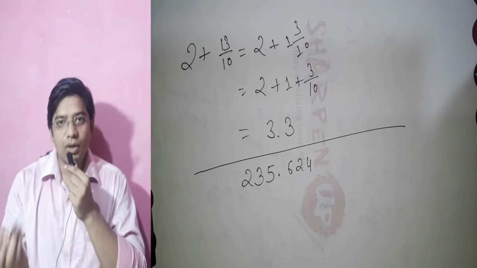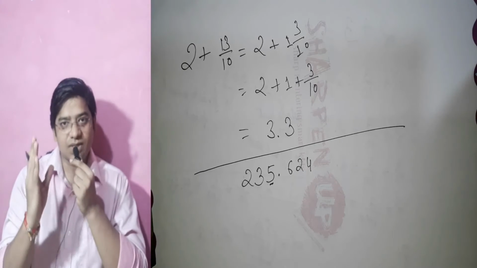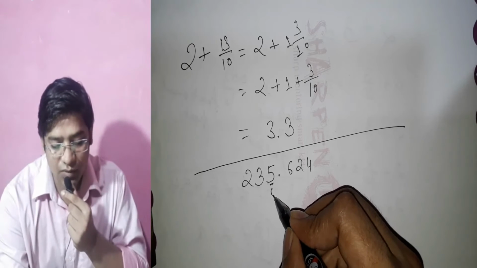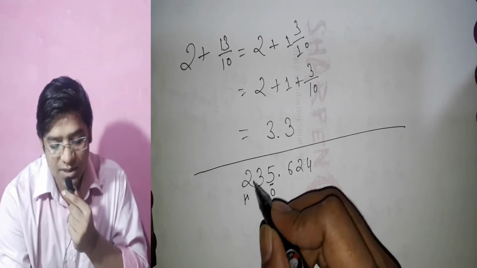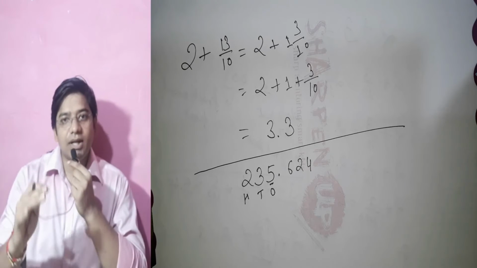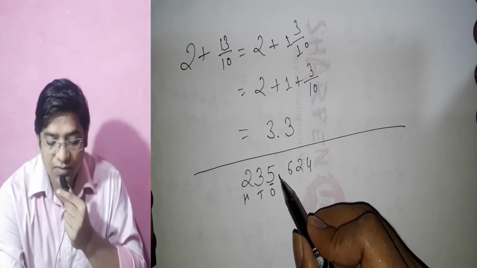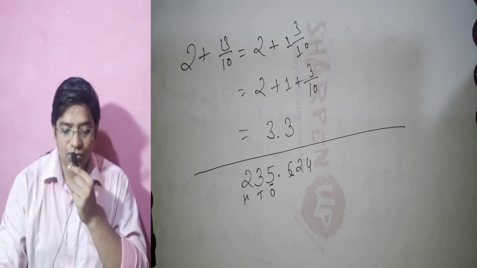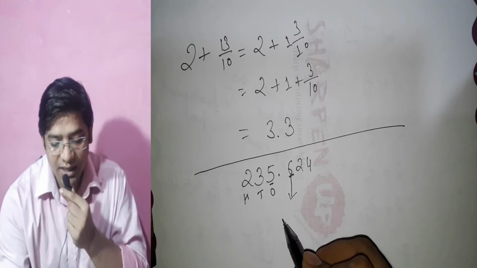Okay, so we know that in whole numbers, the place value starts from the last digit. That means this is at ones place, this is at tens place, and this is at hundreds place, and so on, thousands, ten thousands and so on. But in our decimal system, the place value starts from the first number after the decimal point. So this is our 6, and the place value of 6 is tenths.